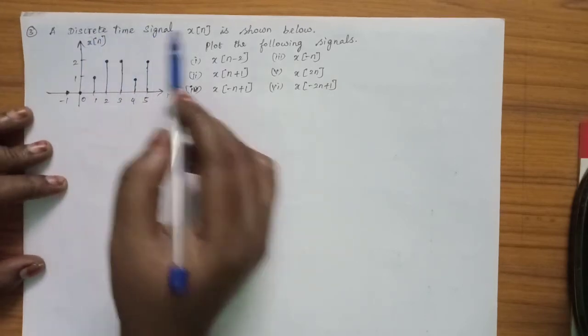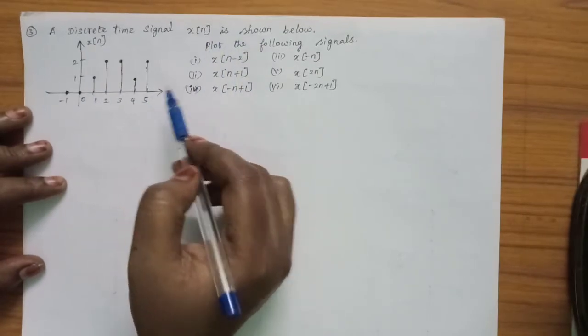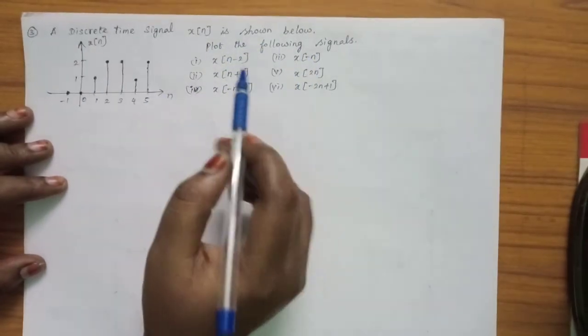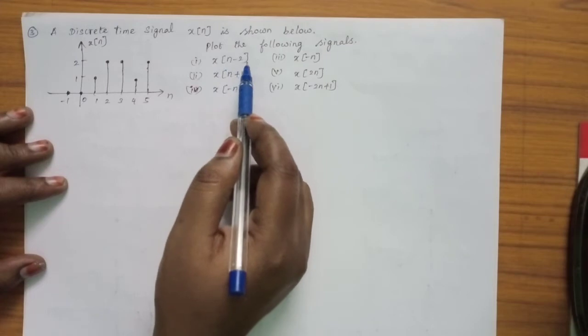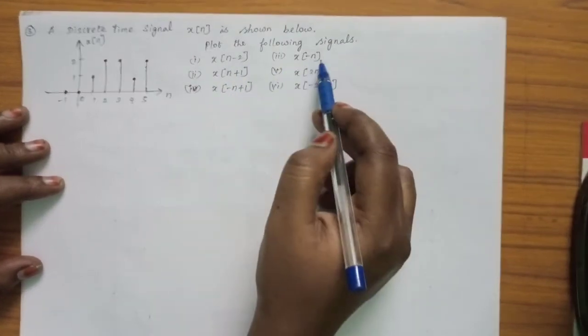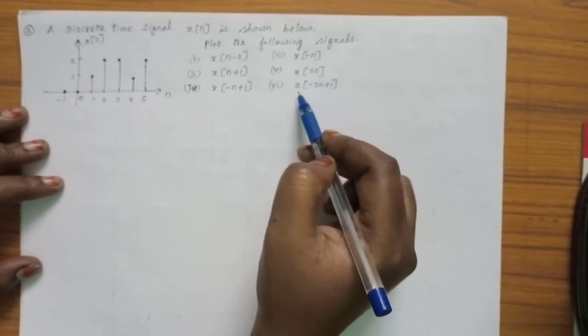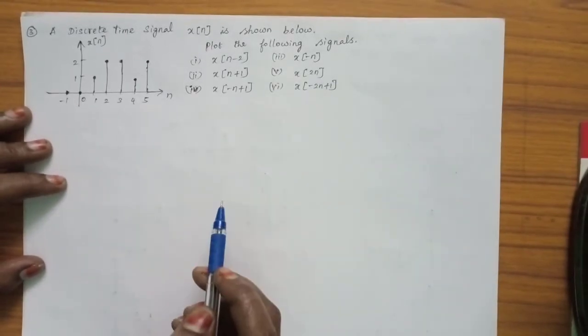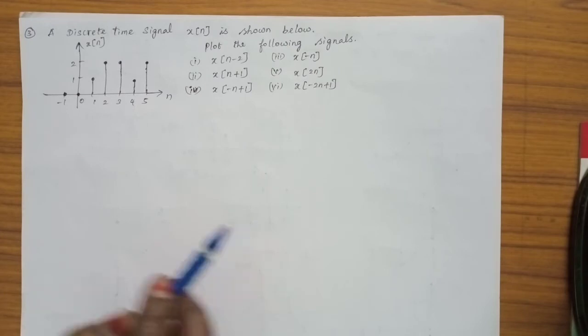A discrete time signal x[n] is shown below. Plot the following signals. So we need to plot x[n-2], x[n+1], x[-n+1], x[-n], x[2n], x[-2n+1]. Okay. So we'll plot one by one.